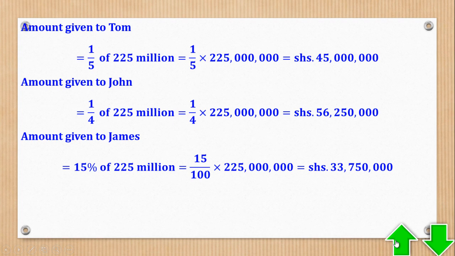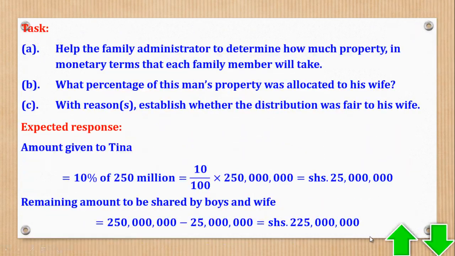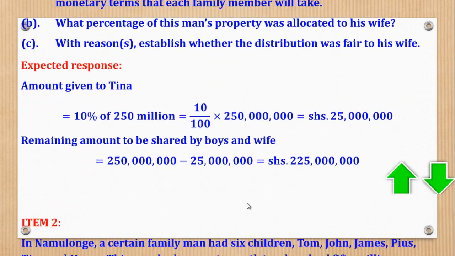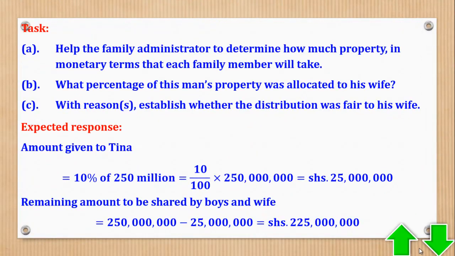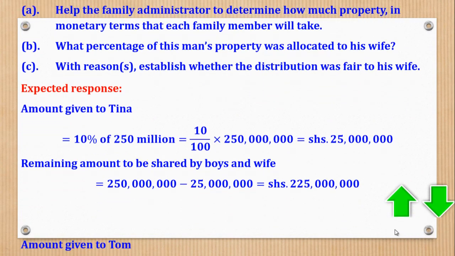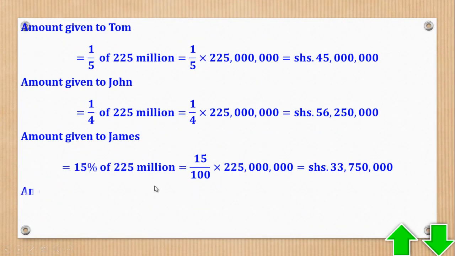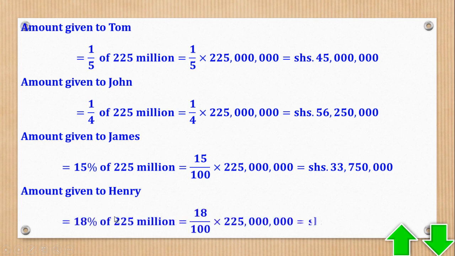Then from James we go to Henry, who was given 18%. So we shall get 18% of 225, which gives you 40,500,000 shillings.